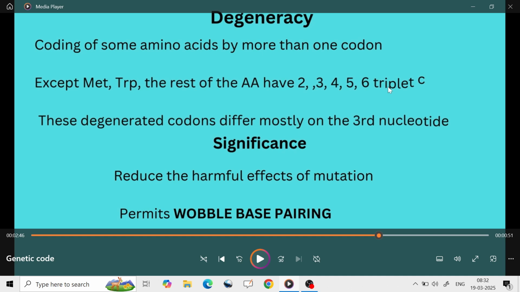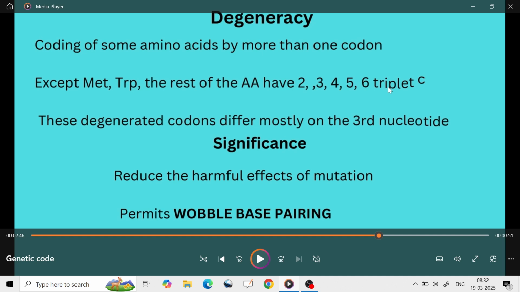I told you the genetic code generally has three nucleotides, right? So the last one would be the deciding factor for which amino acid it has to code for. That is why it is called a degenerate codon, differing mainly in the third nucleotide, which has no significance. Now, to reduce the harmful effects of mutation, there is wobble based pairing. This is the important wobble based pairing. This pairing would help you reduce mutations while reading the genetic code.